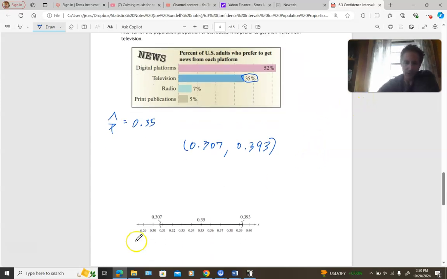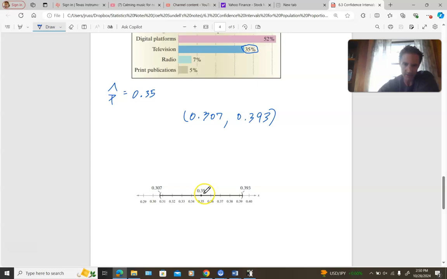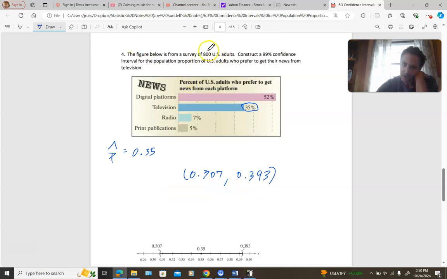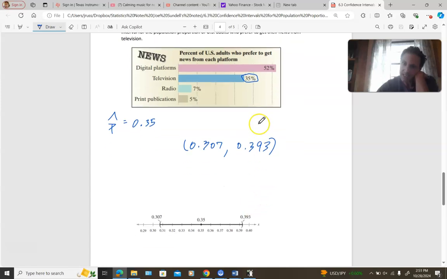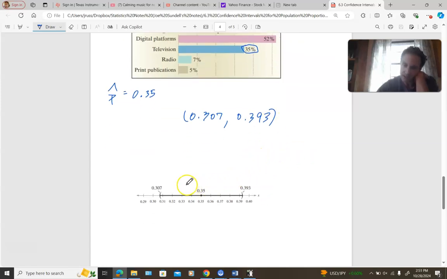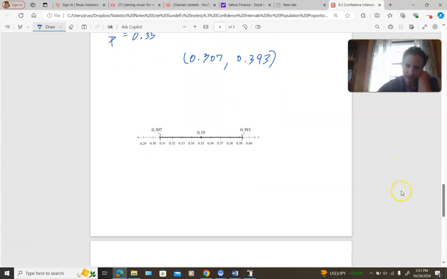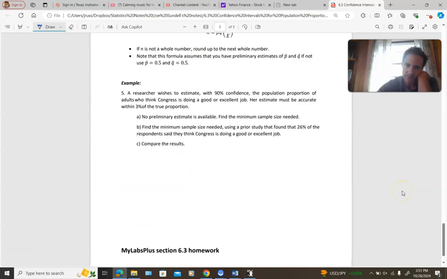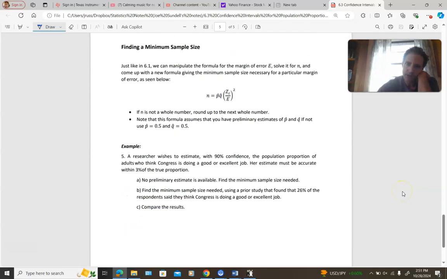All right, and then I've got a little graphic down here that shows this is p hat, and this is our confidence interval. So essentially what we're saying is that if we took 100 samples, or 100 surveys of the same size, 99% of those means, or not means, but proportions, would fall in here. All right.